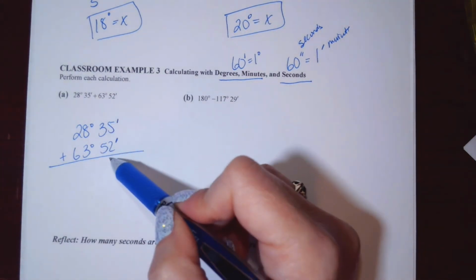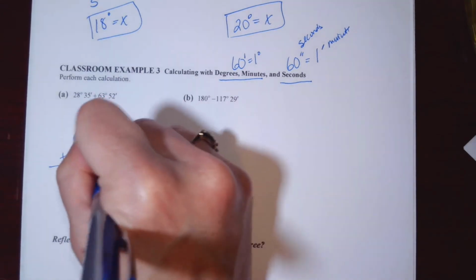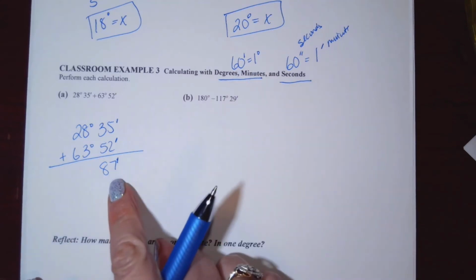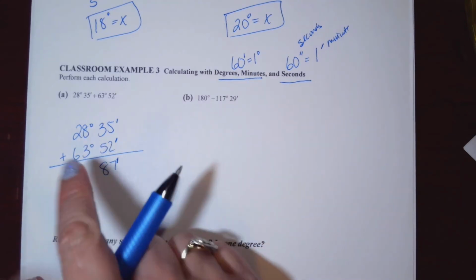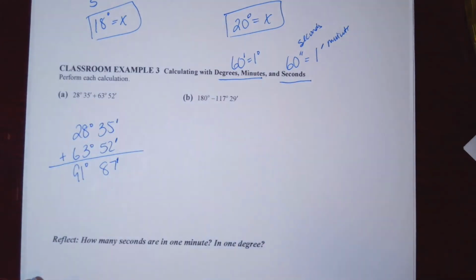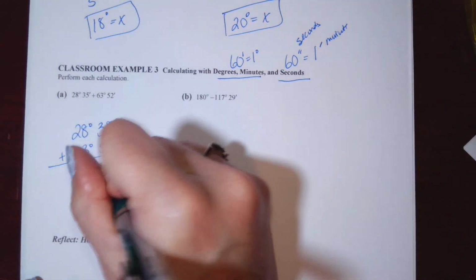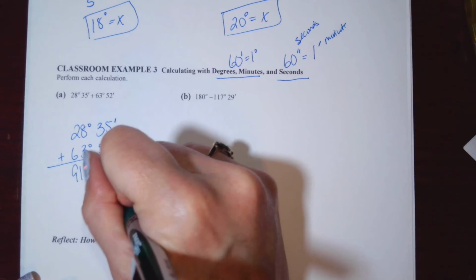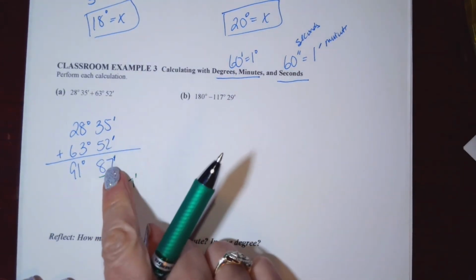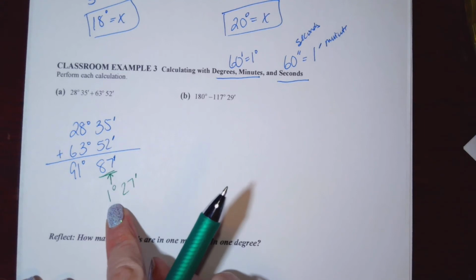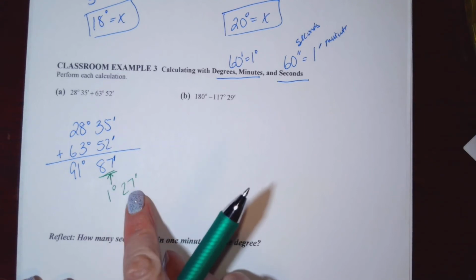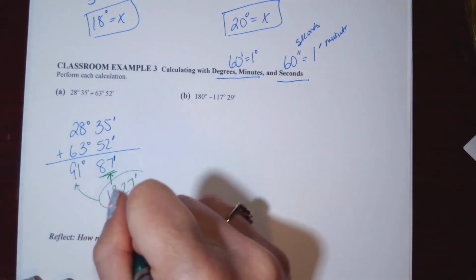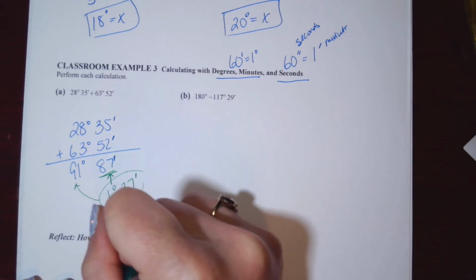So right here, if I add these minutes, that is a total of 87 minutes. That is more than 1 degree. 60 minutes is 1 degree. So I'm going to have to take care of that here in a minute. 28 and 63 gives me 91 degrees. But like I just said, this is more than 1 degree. 87 minutes is 1 degree, 27 minutes, because 60 of those minutes make up 1 degree. So it's 1 degree, 27 minutes, and I need to combine that with my 91 degrees. So the final answer here is 92 degrees, 27 minutes.